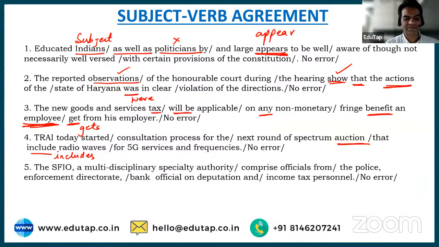All right, guys. The SFIO, I don't know what that is. The SFIO, a multidisciplinary specialty authority. Okay. So that's the name. That's the abbreviation of a specialty authority. So the SFIO, a multidisciplinary specialty authority, comprise officials from the police, the enforcement directorate, bank official on deputation, and income tax personnel. Very good, Diana. Very good, Chitanshu. Siddharth, Nekta, Uttam.